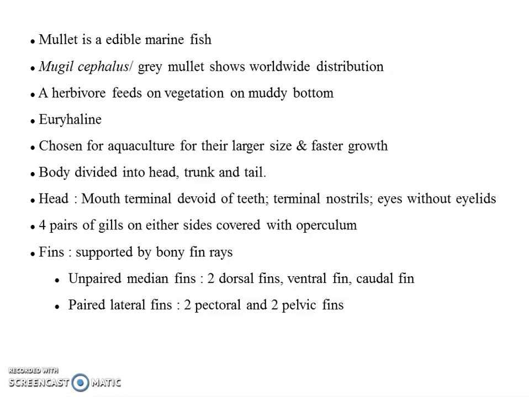Now, there are several species of mullets, but among them, the grey mullet, that is Mugil cephalus, is the most popular one, showing a worldwide distribution. It is a herbivore by nature, and it feeds on the vegetation of the muddy bottom. It is euryhaline. Euryhaline means it can tolerate a wide range of salinity, and that is why, as already seen, it can move to the marine ecosystem, that is seas and oceans. It can move to estuaries where, compared to the marine ecosystem, the salinity is comparatively less. It can even move to the river ecosystem where it is freshwater.